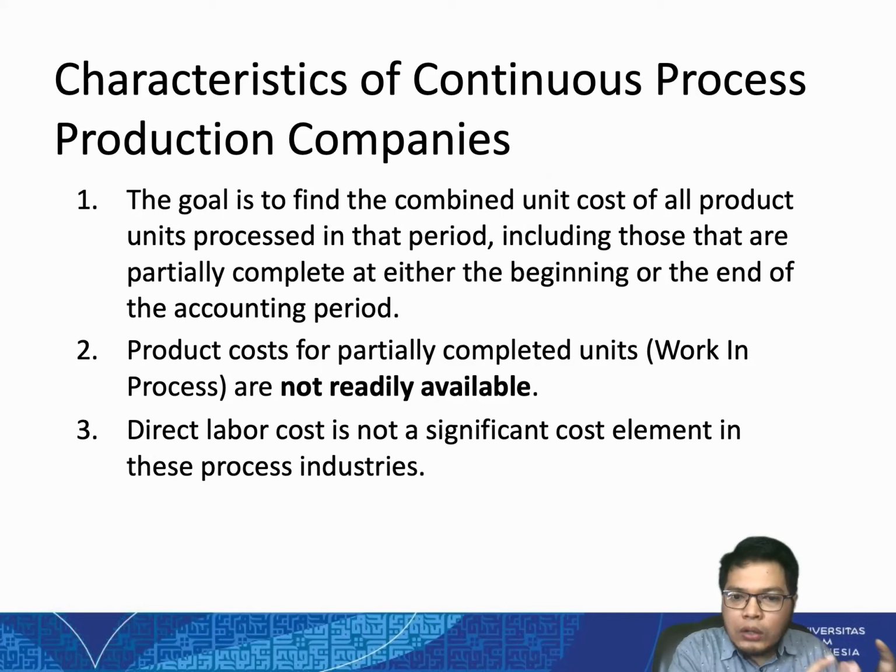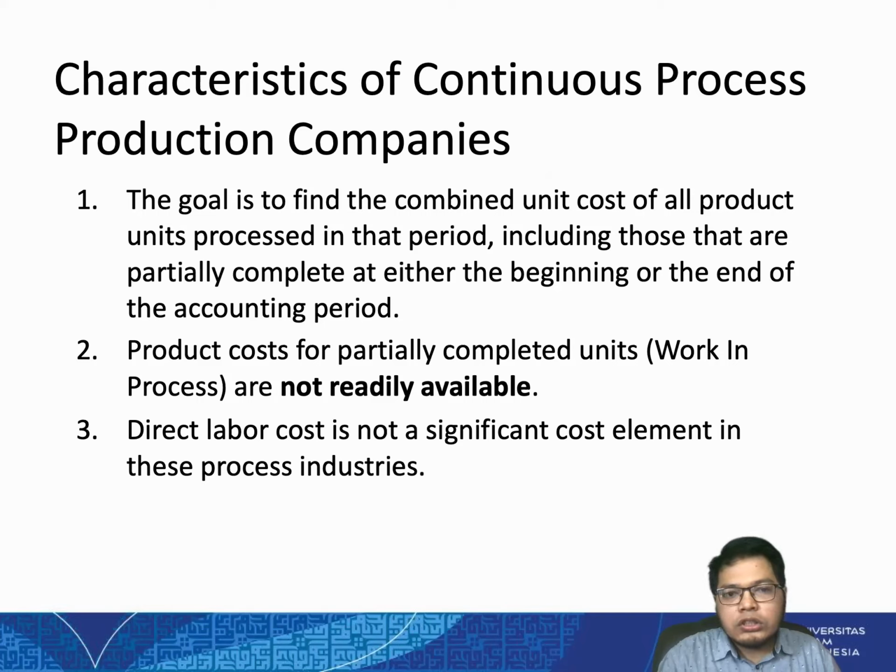So what do we need to do with this thing? It has already transformed the input, the initial raw material is already transformed, but it's not yet finished. And we can only put the product cost after it is finished, right? What happens with the ones that are not yet finished? This is something that we need to think about in a continuous process. Product cost for partially completed units, or what we call work in process, is not readily available. Usually it's like this.